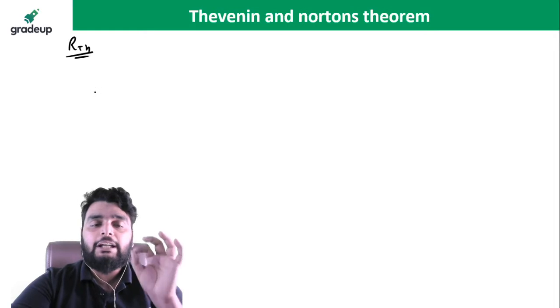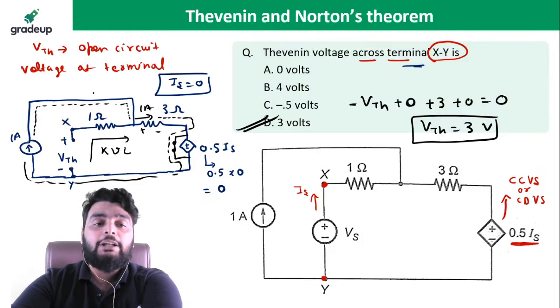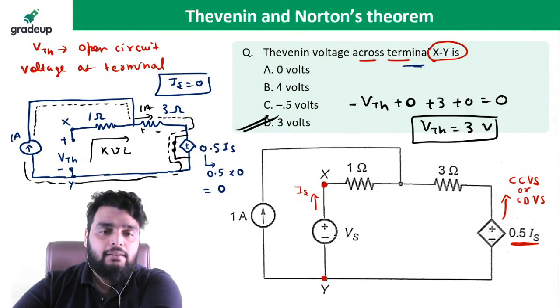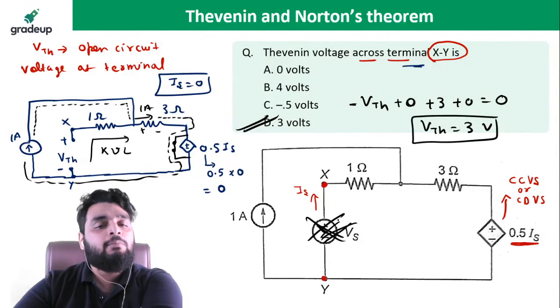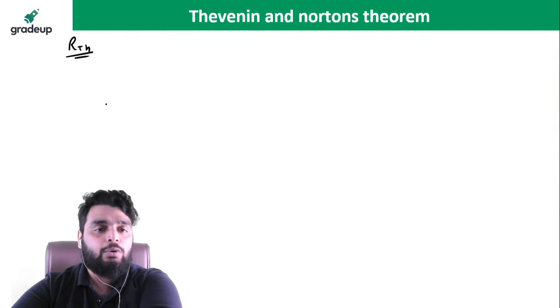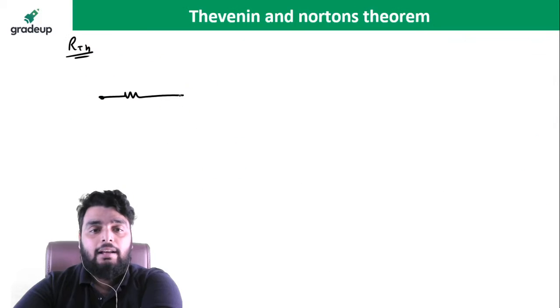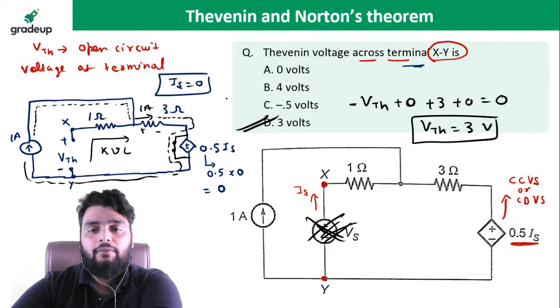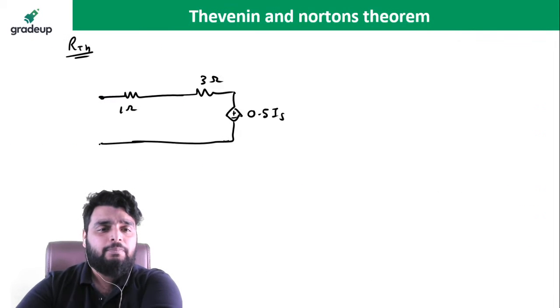The first step, you need to deactivate the independent source. So here, first of all, this is the load. This can be removed from here. This will be an open circuit from the load side. The network right now is this, because I need to remove the load: 0.5 I, 3 ohm, 1 ohm, and this will be the 1 ampere like this.